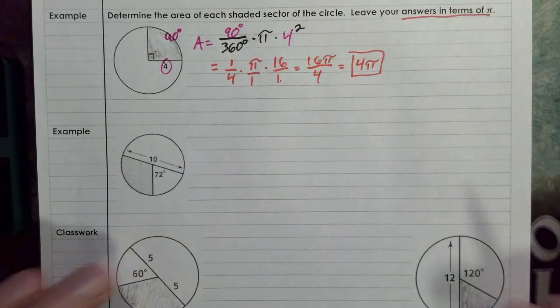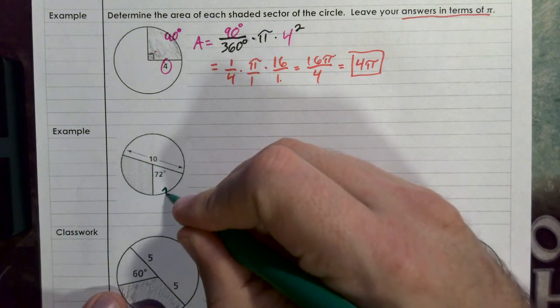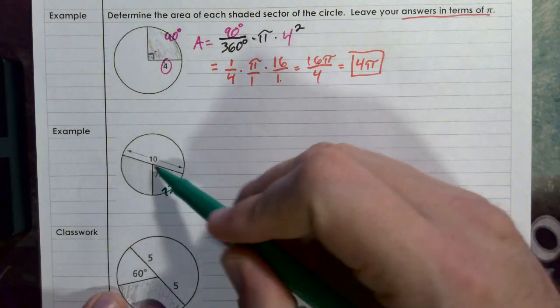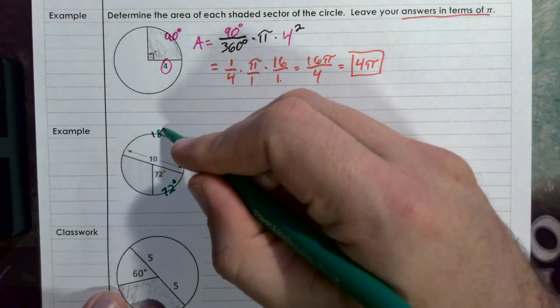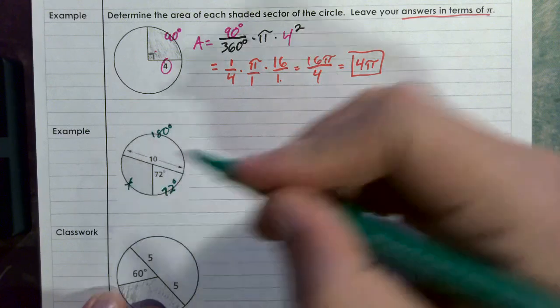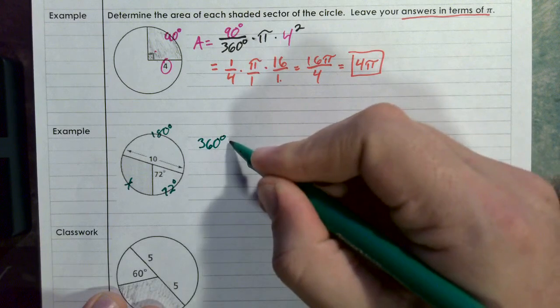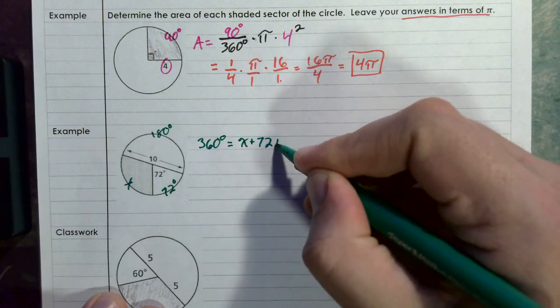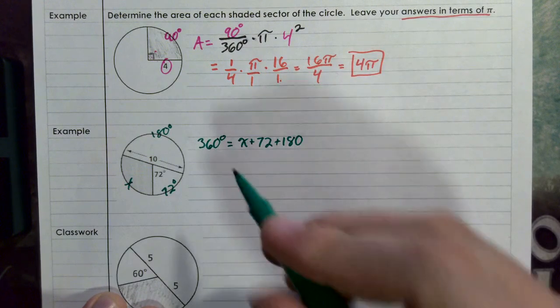In this example, we've got a little bit more work to do because I don't know the measure of that arc as quickly. I know I've got 72 degrees right here, and I also know that if this is a diameter, then this has got to be 180 degrees. So the full circle, 360, has got to equal our x plus 72 plus 180. That kind of total equals our parts.